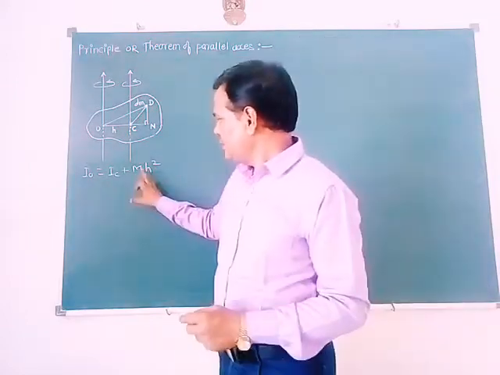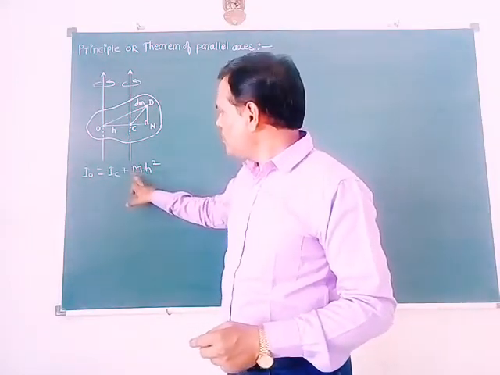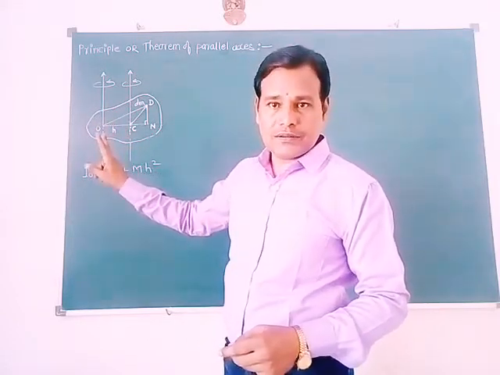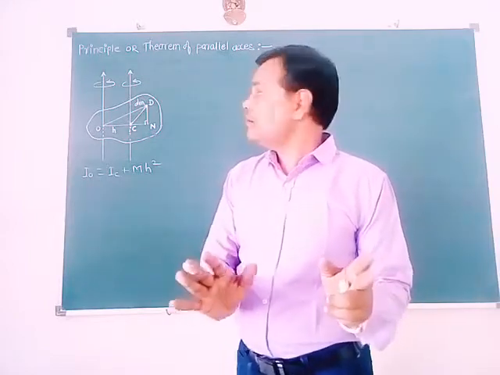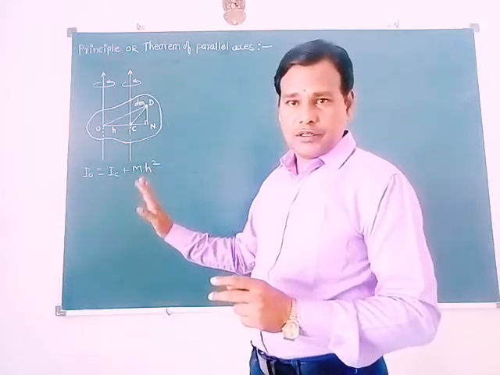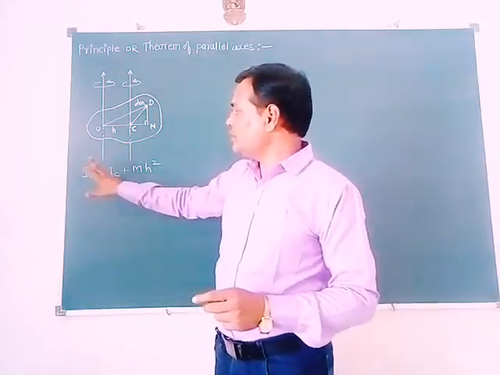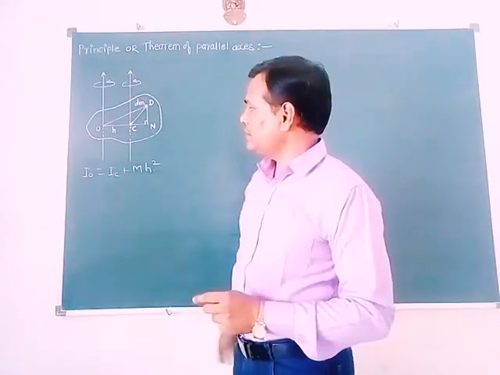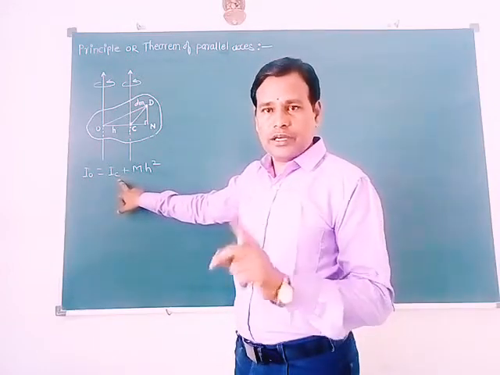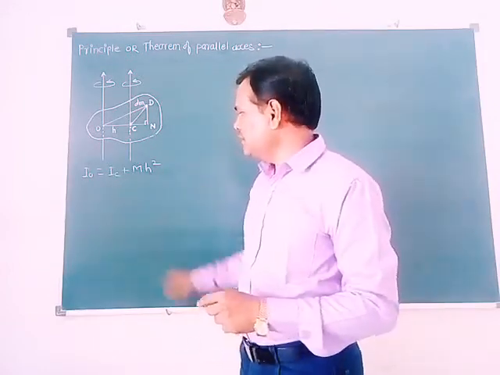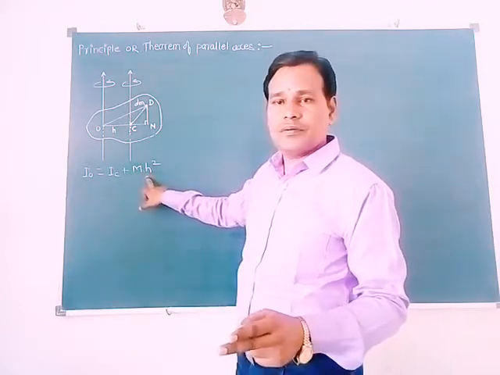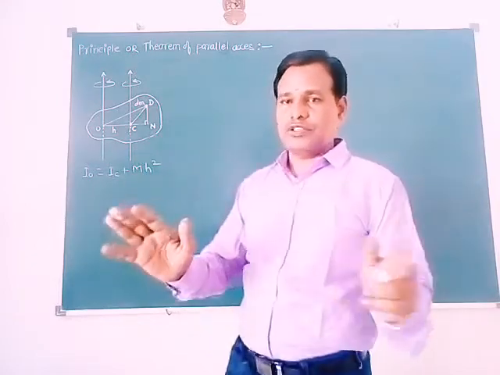See here carefully. Here is the product of the mass of the body and the square of the distance between two parallel axes. How do you state the law or principle of parallel axes? See here carefully. These terms must be clear. IO is the moment of inertia of the body about any axis, here passing through point O. Second, IC is the moment of inertia of the body about the axis passing through the center of mass. Then M is the mass of the body and h is the distance between the two parallel axes. Now see here the statement.